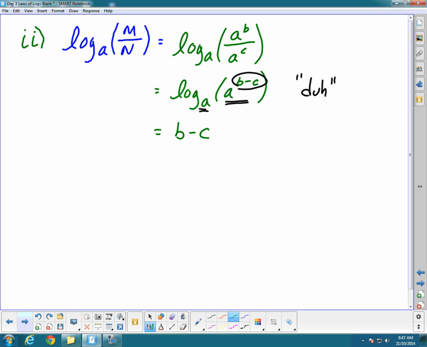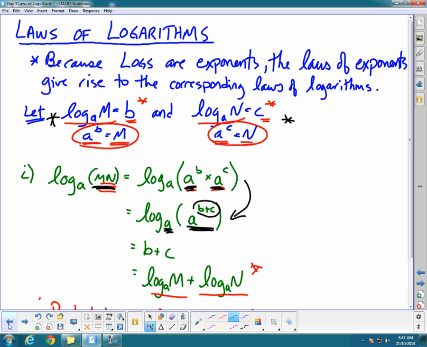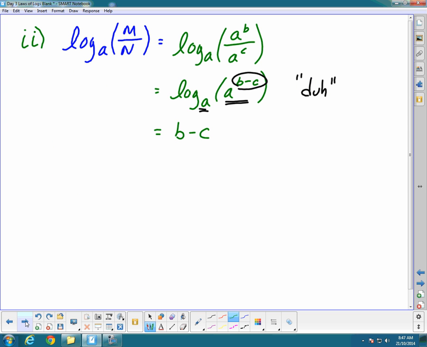And if we look back in our notes, b is log m base a, and c is log n base a. So this is log m base a minus log n base a.